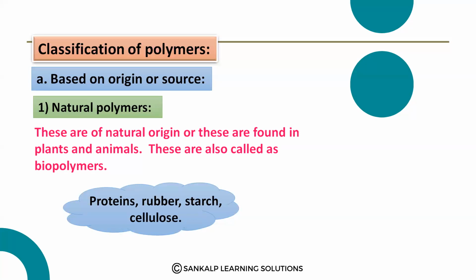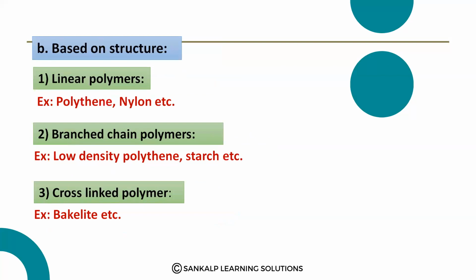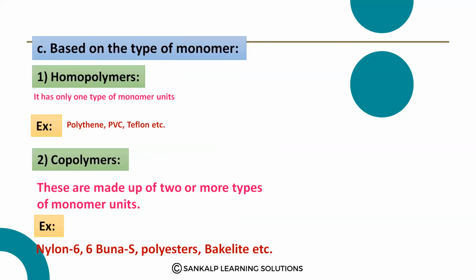The first classification was based on the origin. They are classified as natural polymers, synthetic polymers, and semi-synthetic polymers. We have seen the definition and the examples. Then we have seen the second classification, that is based on structure. Based on structure, they are classified as linear polymers, branch-chain polymers, and cross-linked polymers. We have discussed this also, and we have seen the examples.